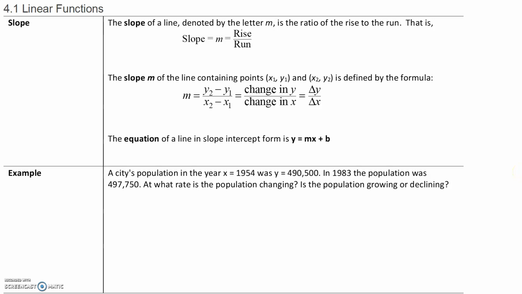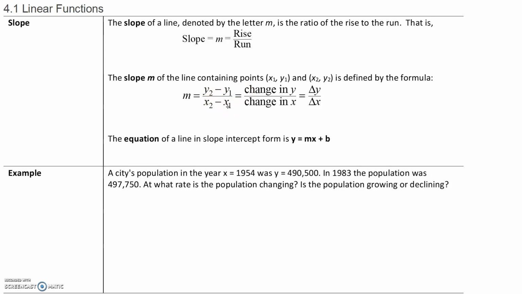In Chapter 3, we were introduced to functions and function notation. In 4.1, we will talk about linear functions. So let's start with the slope of a line. The slope of a line is given as the rise over the run. The rise is the change in y's, the run is the change in x's. So the slope can be written as y2 minus y1, or the change in y's, divided by x2 minus x1, or the change in x's.